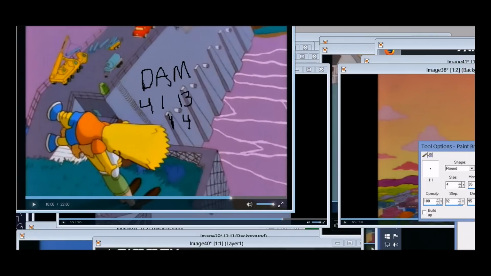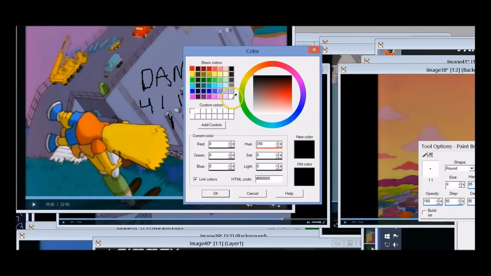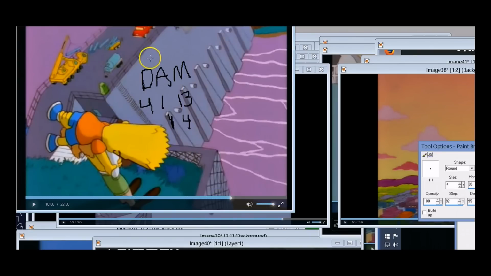All right, so trying to do a complete job here. Let's look at the word dam. Let me just switch back to white. So this is a 4, that's a 1, this is a 13. So you can see pretty quickly that you have a 414, which is again kind of a bride of Christ symbolism. It's the 144,000.